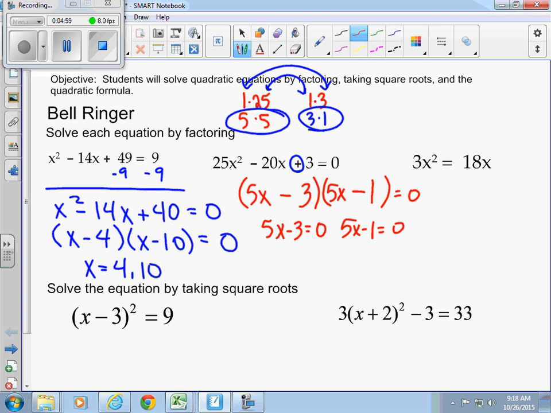Add the 3 over and divide by 5. Add the 1 over and divide by 5. This was a very difficult problem. Are they all this hard? No. So this is one of the hardest of the solve by factoring. If you remember solve by factoring, when we first learned that a month ago, this was the bad one.